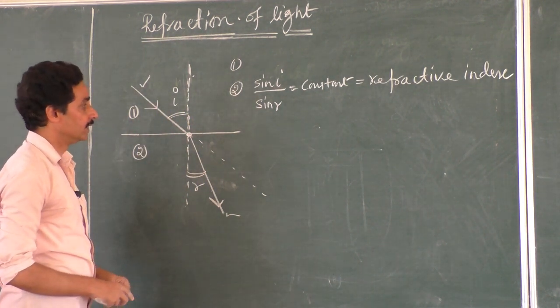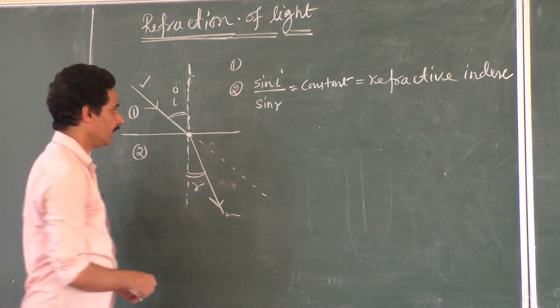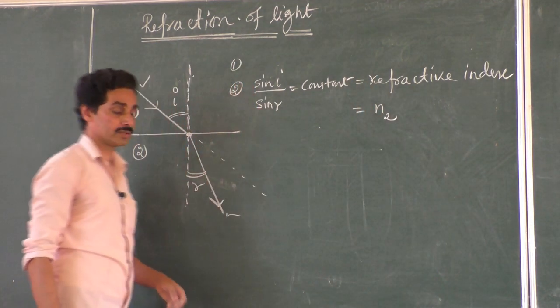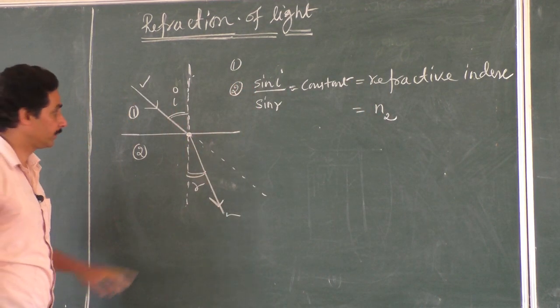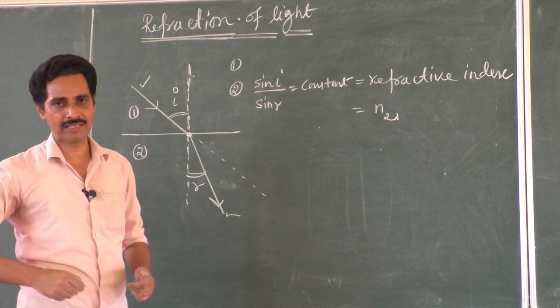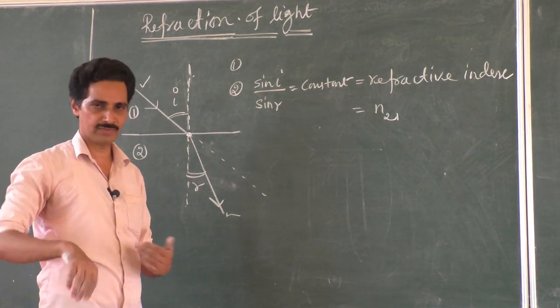So what is refractive index? We represent it like this. It is the refractive index of the second medium, because refraction is occurring in the second medium, but with respect to the first medium. This is just a recall. We will have a small recall of all the things we have studied, and then we will proceed.